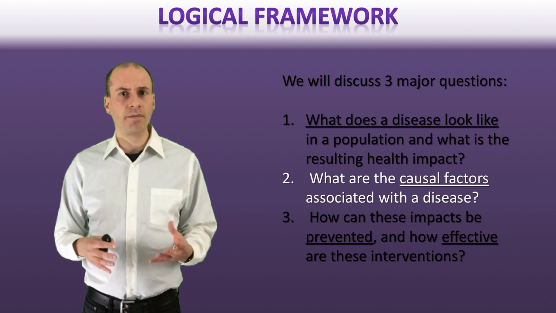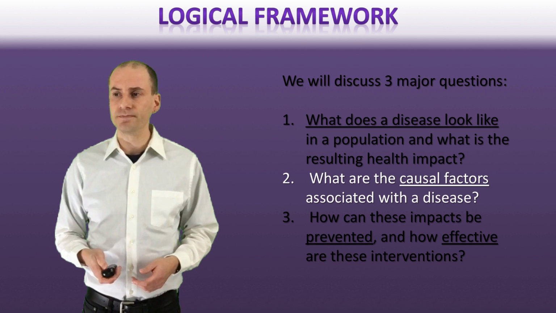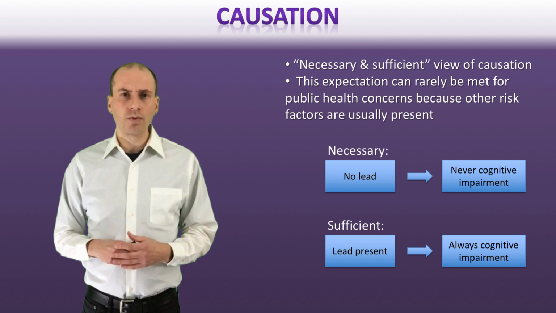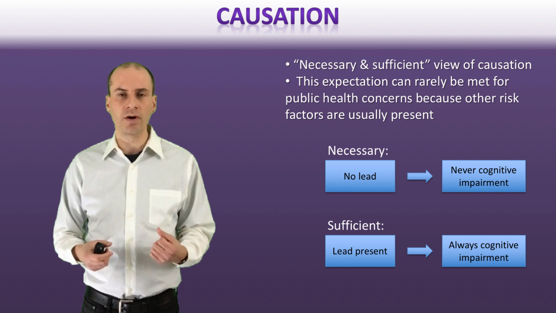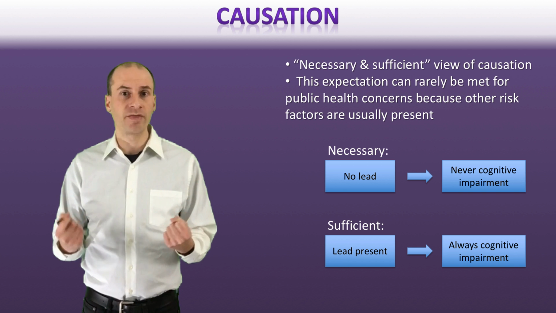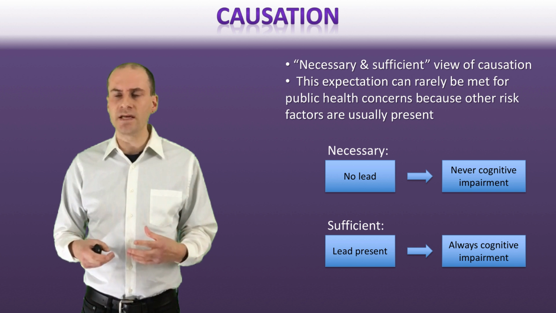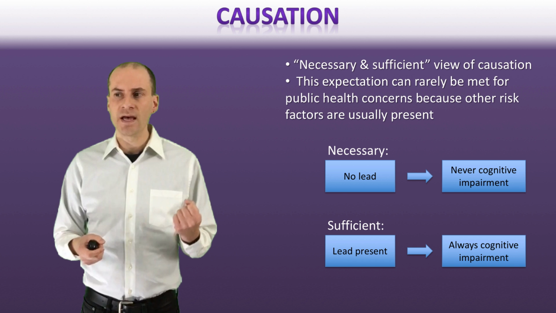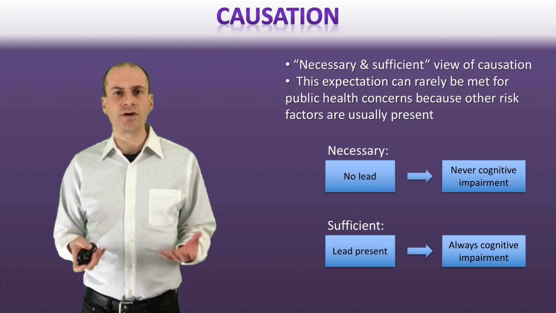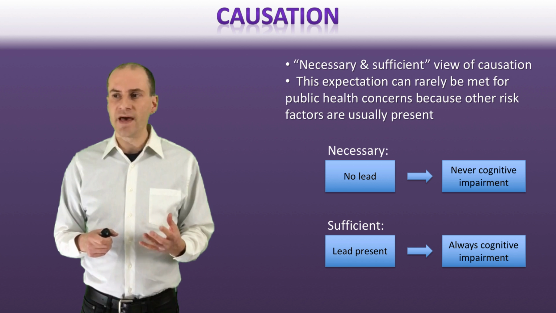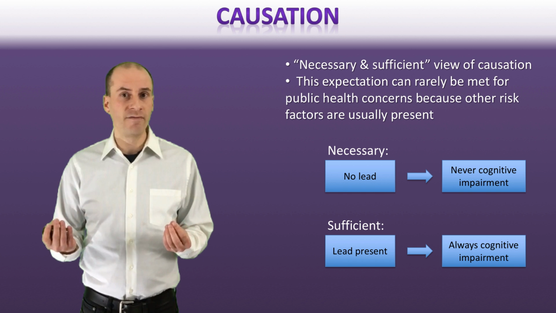So let's start off thinking a little bit about identifying causal factors related to a public health concern. When we think about causation, very often the public has a very simple view of it, where one thing absolutely causes another thing in all circumstances. That is often referred to as the idea of a factor being both necessary and sufficient to cause something. So what does necessary and sufficient mean? Well, necessary means that if that factor is not present, then you would never have that disease.